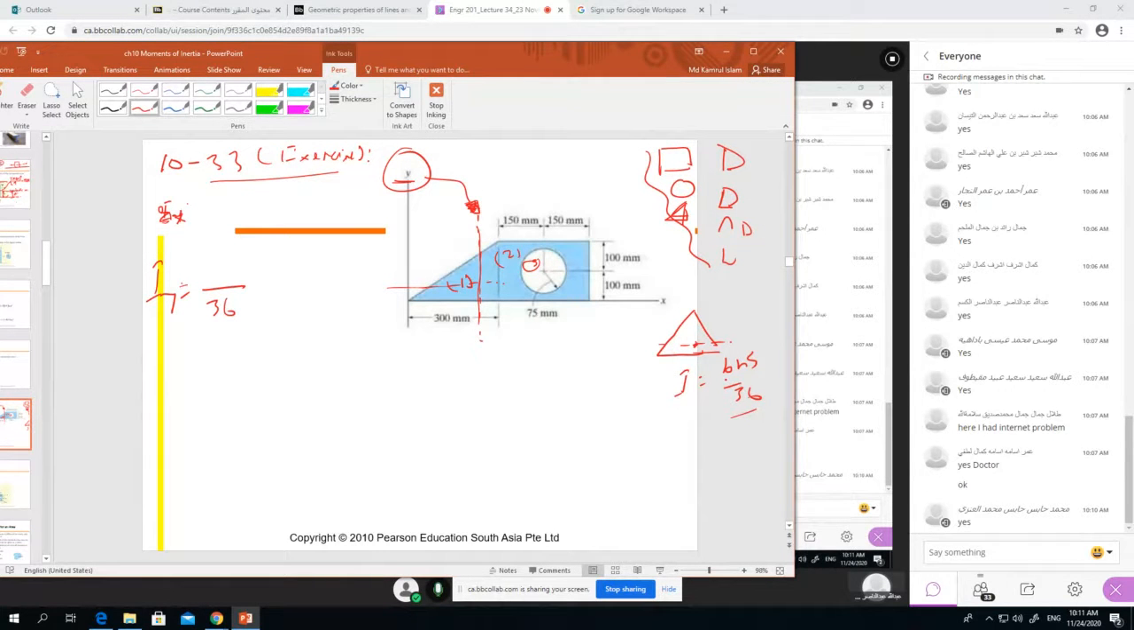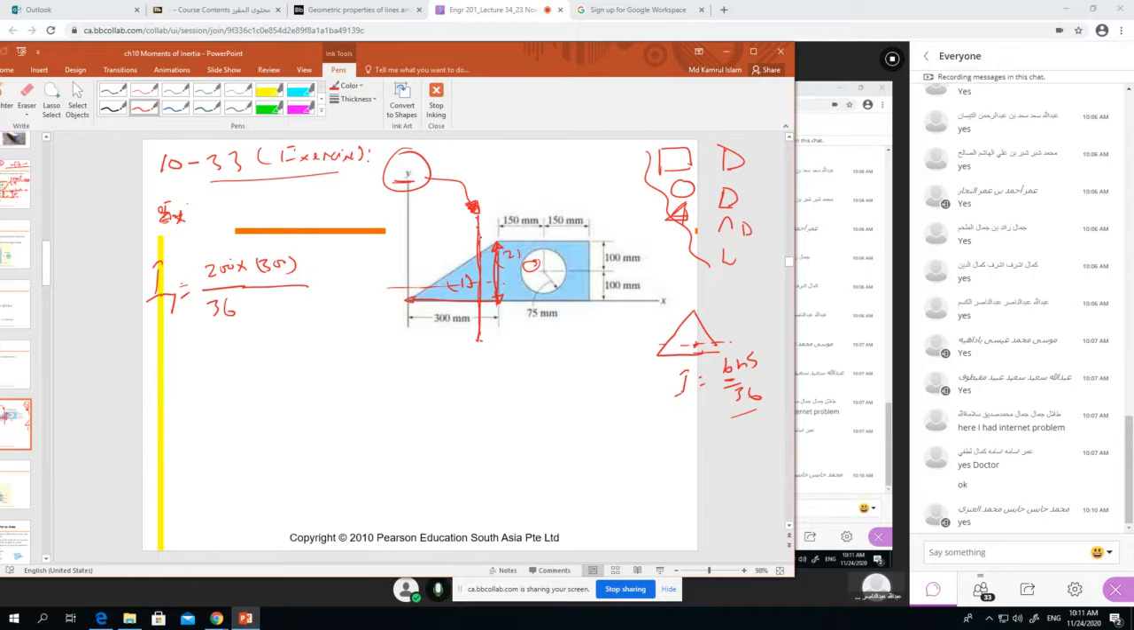So BH cube by 36. Which one is B here? B is this one. As I told you, the side parallel to the axis we consider as B, and B is here 200. H is the one perpendicular to the axis. The axis is this one, the centroidal axis, so H is 300. BH cube by 36.